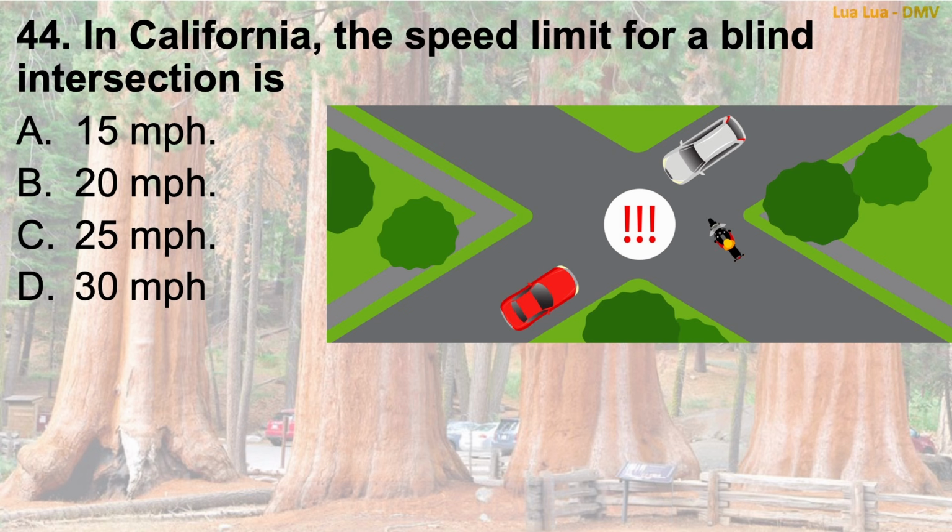Question 44. In California, the speed limit for a blind intersection is 15 miles per hour.